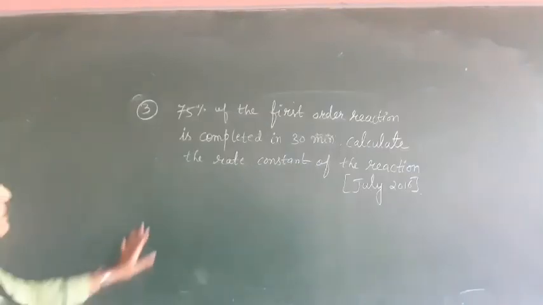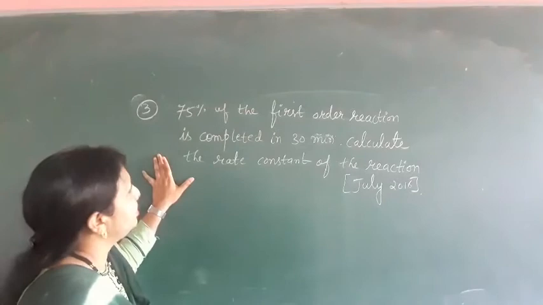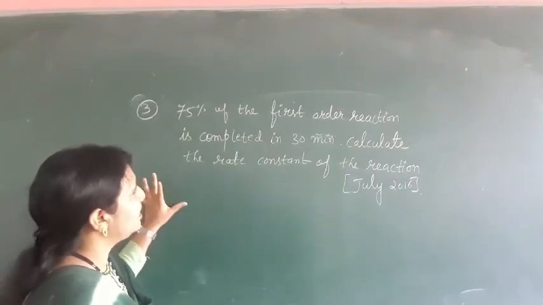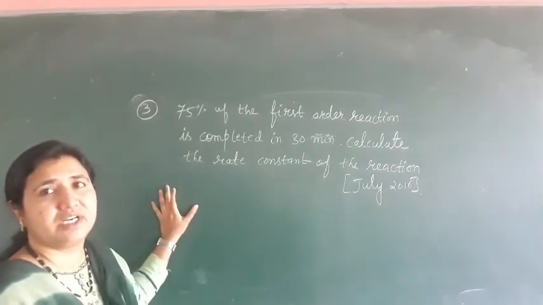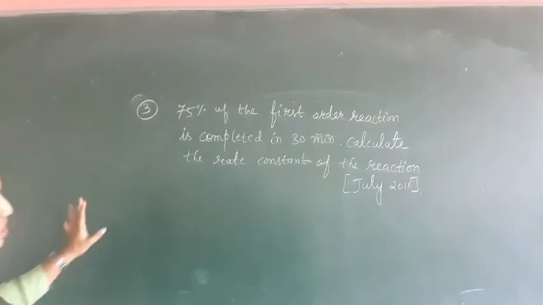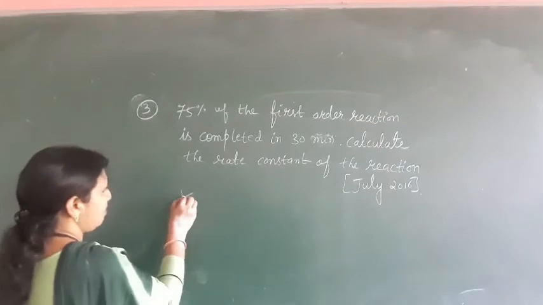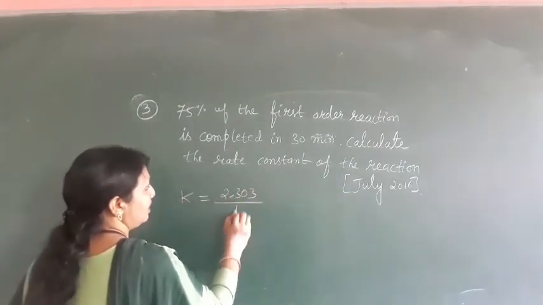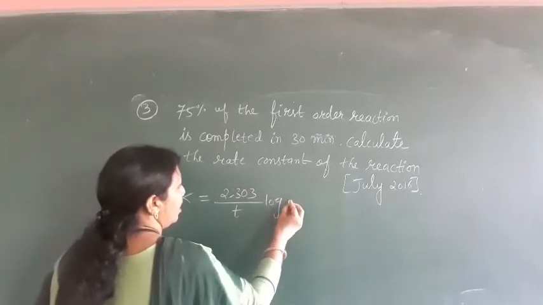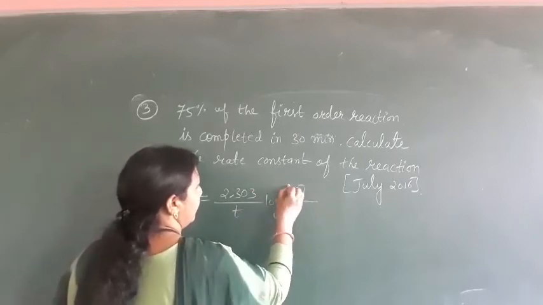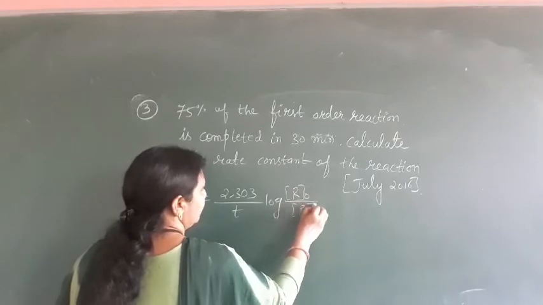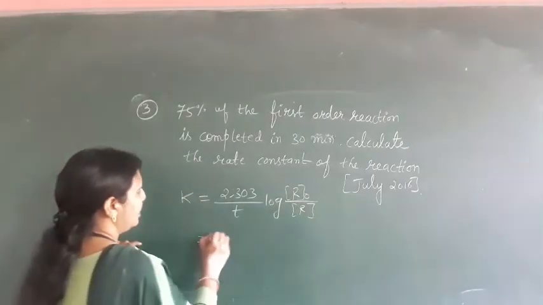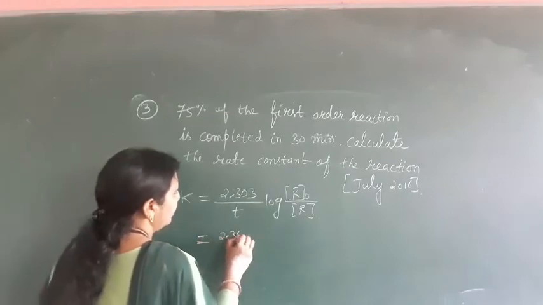So next question is: 75% of the first order reaction is completed in 30 minutes. Calculate the rate constant of the reaction. So this is a first order reaction. For a first order reaction, what is our formula? K is equal to 2.303 divided by T log R0 by R. Now here we have to find out the rate constant. So 2.303 divided by T.